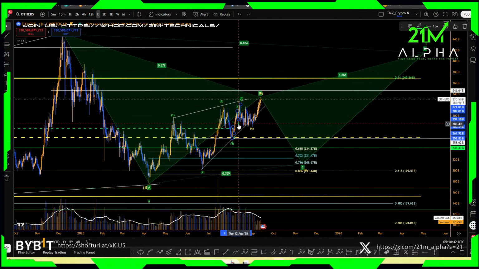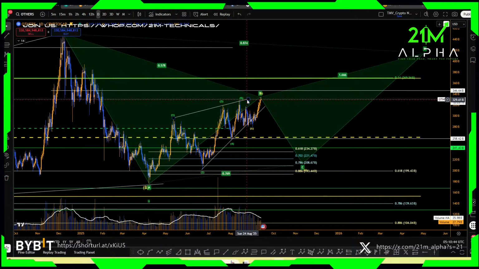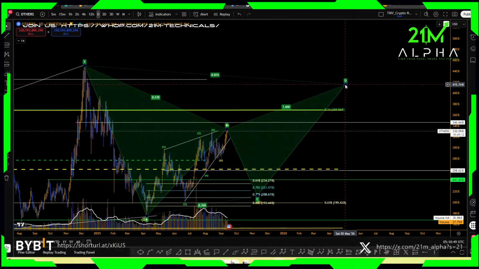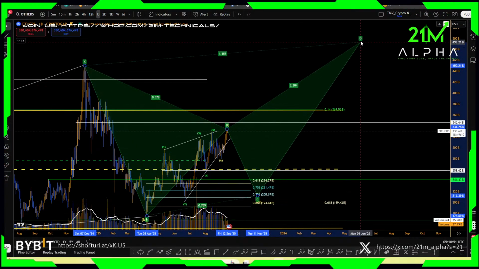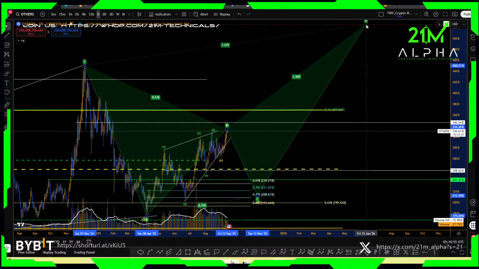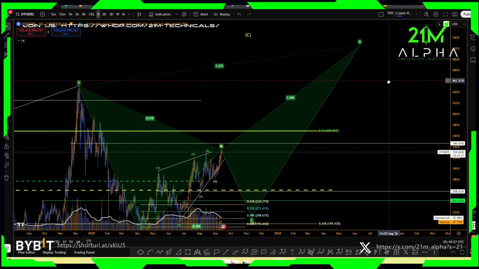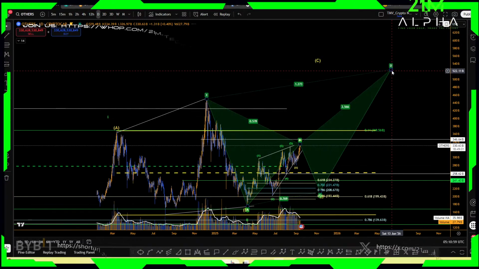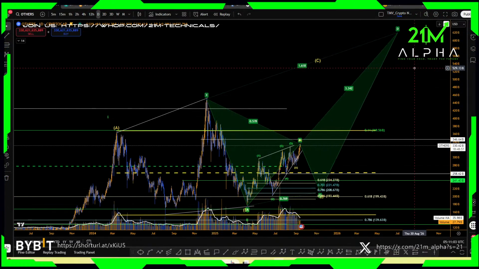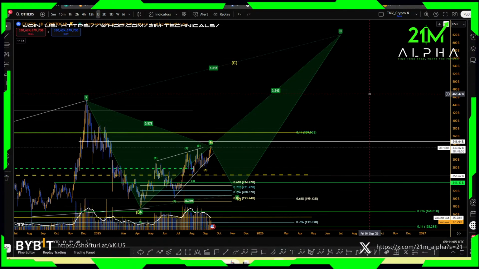So this is the 5 waves we had, and now we are doing A, B, and C. Now the target is not going to be $420 billion. The target is going to be, clearly in my view, around 1.272, which is around $520 billion. From there we can go till 1.618, which is going to be $620 billion.